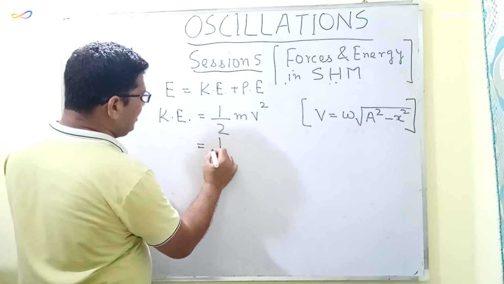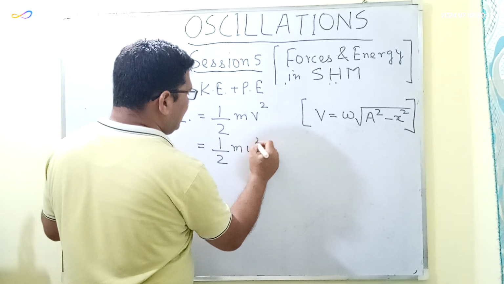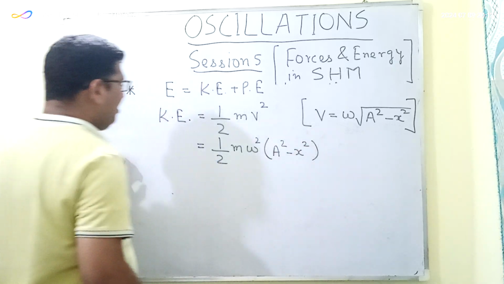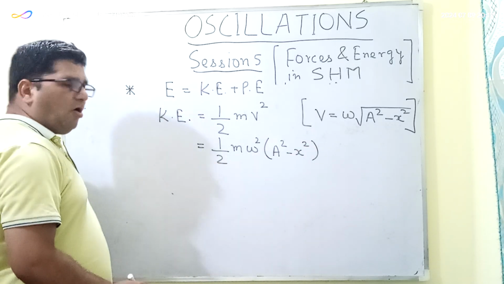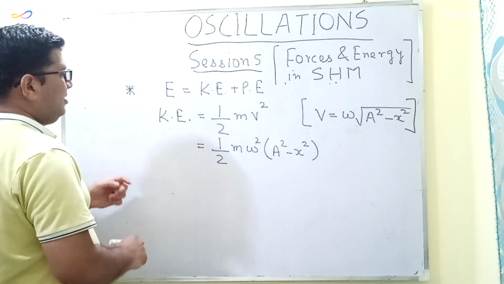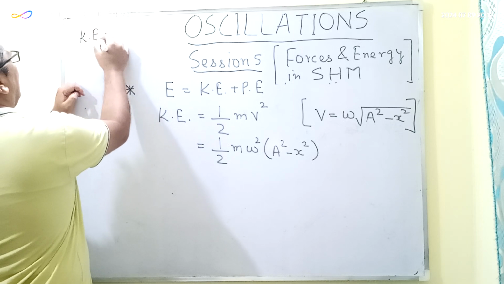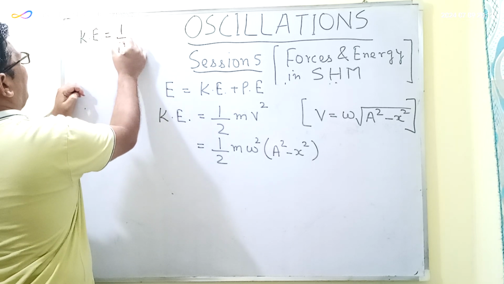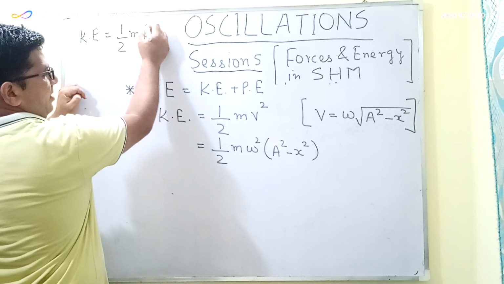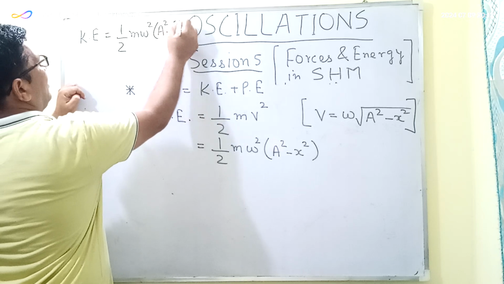So if I put this value in this equation, I will be getting the kinetic energy, as this v square will be equal to omega square and in bracket a square minus x square. So this is the kinetic energy of the particle or the body which is executing the simple harmonic motion, and I am writing it here on the left hand side of this board, which is equal to half m omega square and in bracket a square minus x square.